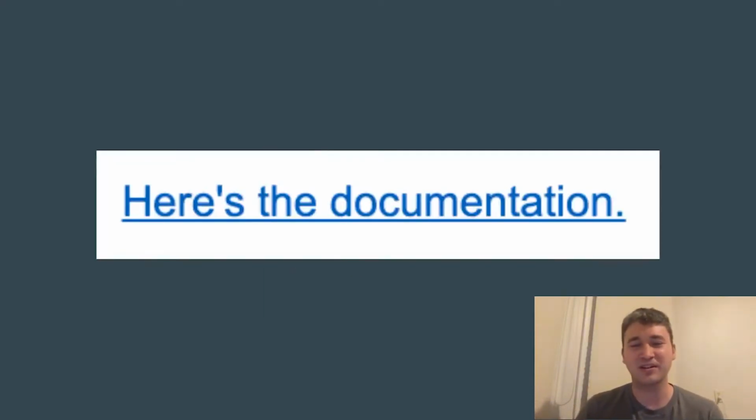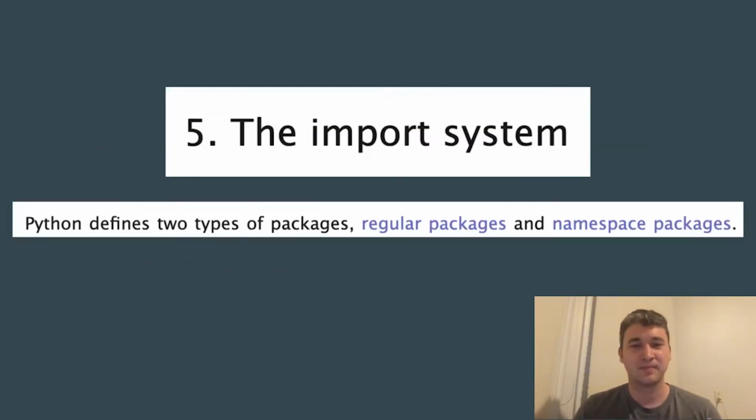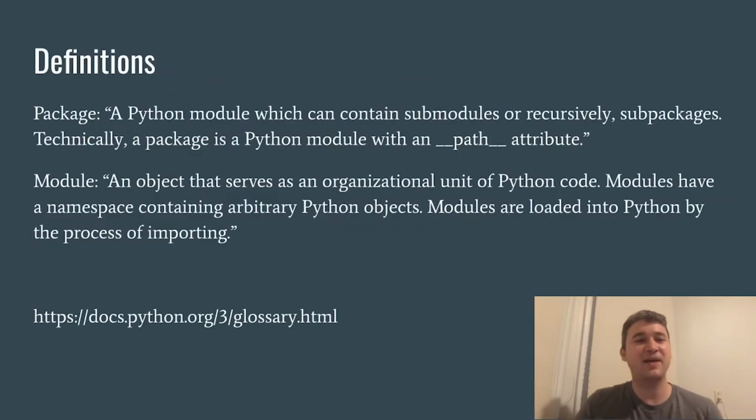So back to where we were, a link to the relevant Python documentation. And what does that tell us? So Python's import system. Python defines two different kinds of packages: regular packages and namespace packages. This leads to the question, what exactly is a package? And the definition of package is somewhat recursive. So a package is basically a Python module that can then contain submodules or subpackages. And on a technical level, it's basically the same as a module, but with this special attribute called Dunder path that we'll get to later.